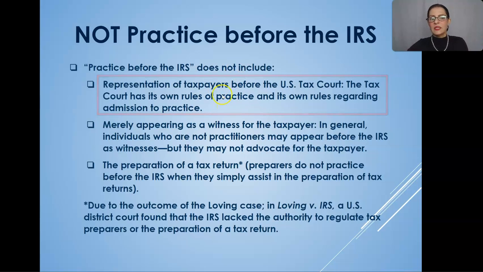examination or licensing. So an attorney can practice before the U.S. Tax Court. An enrolled agent or a CPA may practice before the U.S. Tax Court if they take and pass the U.S. Tax Court exam. It's a very difficult exam to pass. There's like a dozen or so people who pass it every single year, but it's not considered practice before the IRS because the U.S. Tax Court is a court. It's independent from the Internal Revenue Service.